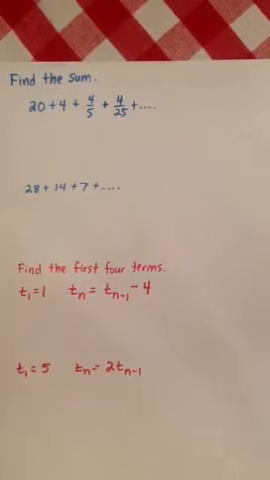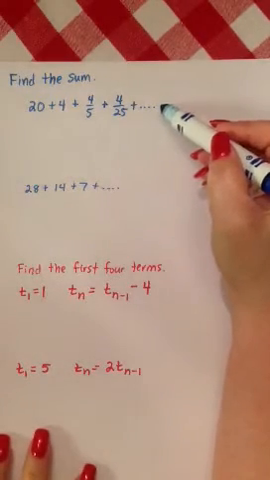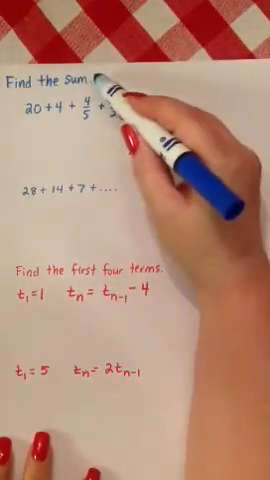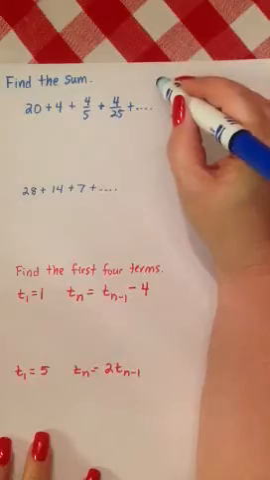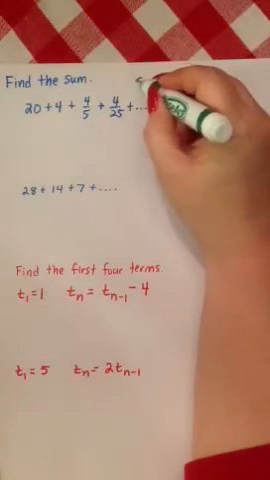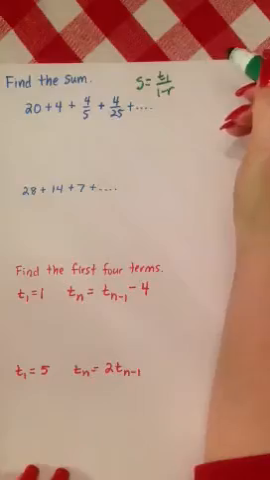Alright, the next one, they ask us to find the sum, and if you notice these are infinite geometric series. Infinite because they keep going on forever. So first of all you have to figure out, remember the formula to find the sum of an infinite geometric series. Let me change pens. The formula says the sum is equal to t sub 1 over 1 minus r.